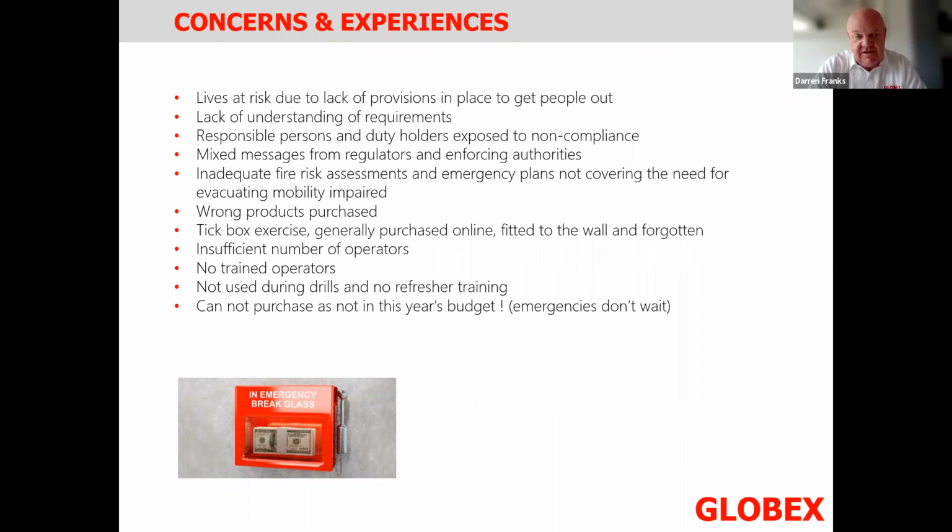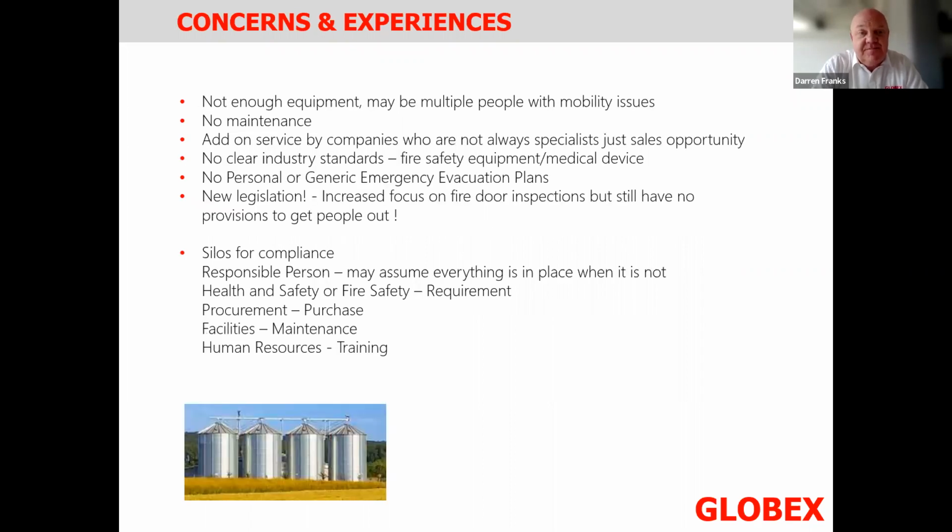And again, as we've said, legislation, as most of us will know, is life safety driven, but there's still not provisions to get people out of buildings in some cases. So again, food for thought there, and do make sure that you've got the appropriate measures in place.